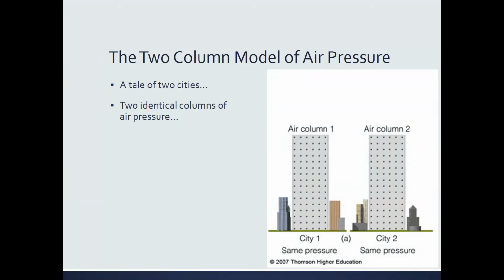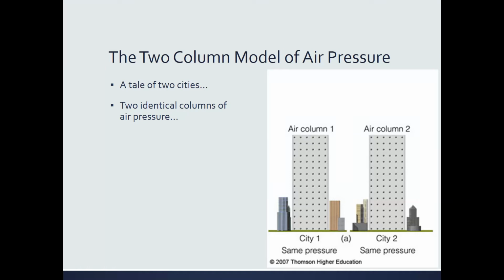With that said, I submit to you the two-column model of air pressure. And this is actually how wind blows. So this is going to be a really important model and one that I can guarantee you're going to be tested on. So make sure you're taking notes.